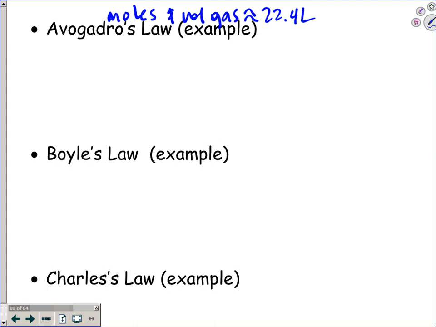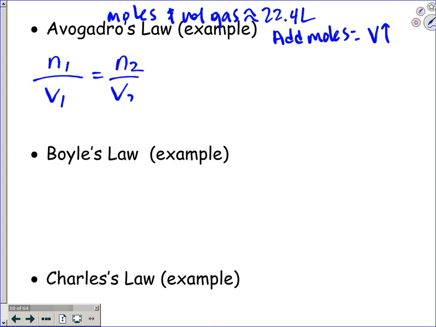So I just said add moles of gas. You said volume did what? Went up. So if I said add moles of gas, you said volume increase or decrease? Increase. So is that a direct or an indirect relationship? Direct. So we have to have a mathematical resolution to that phrase, like increasing moles, increasing volume. And that mathematical relationship is N1 over V1 equals N2 over V2. So this is Avogadro's law.